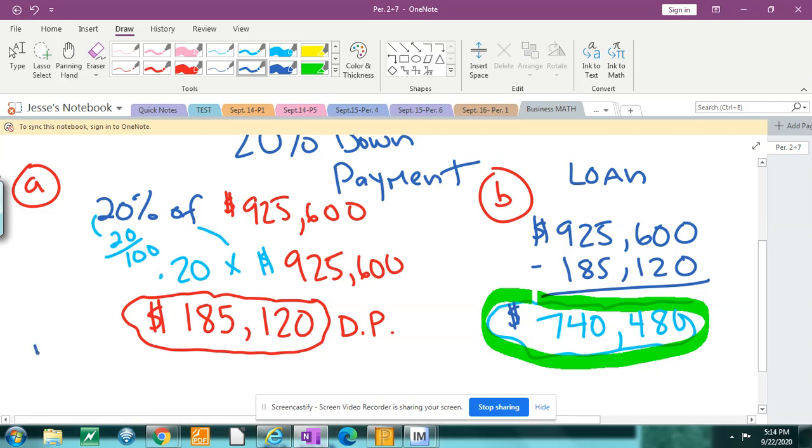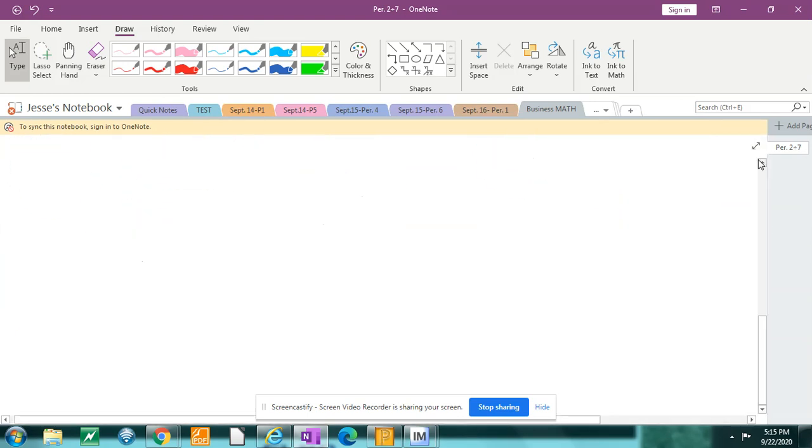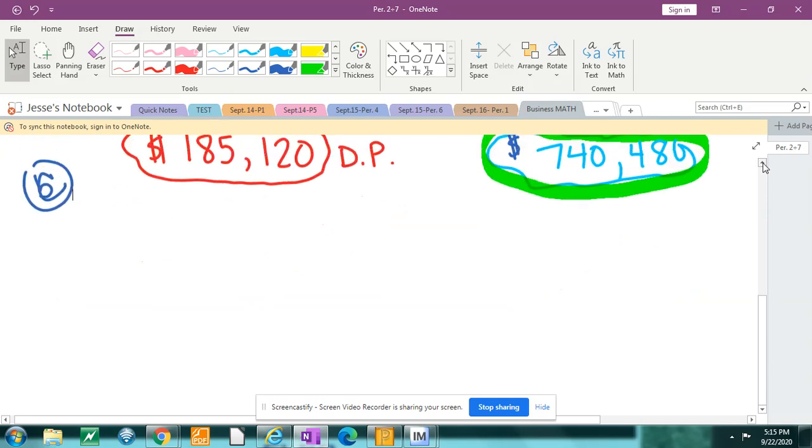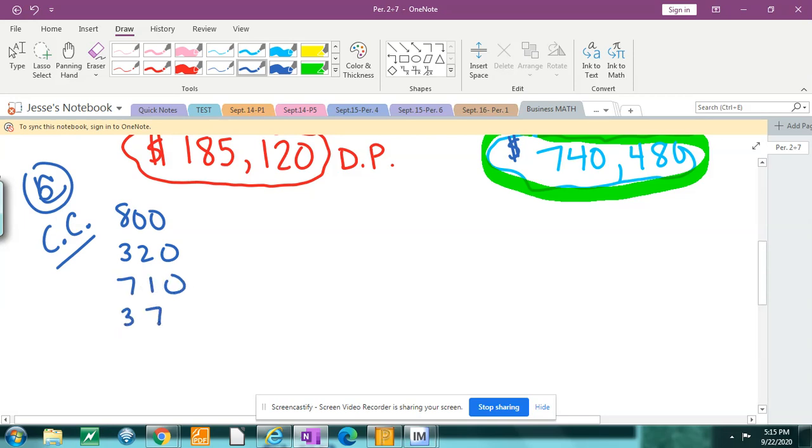So if you look, it was the next number, number 4A. Your closing costs, I list all the closing costs for you. So I'm just going to put them here, and you should put this as well. The appraisal is $800. This is your closing costs, so I'm going to put CC. Your property survey is 320. You got to pay for that. Legal fees 710. Title insurance 370. You got to pay for that.